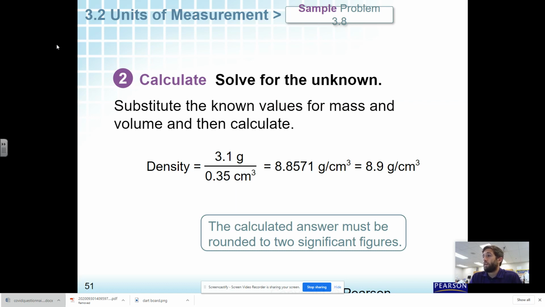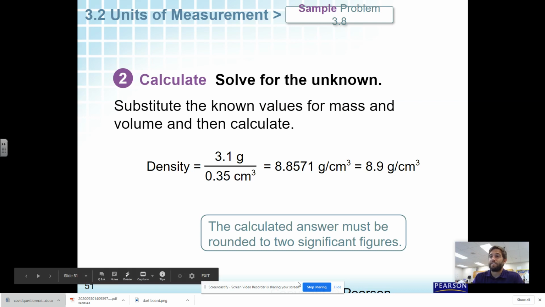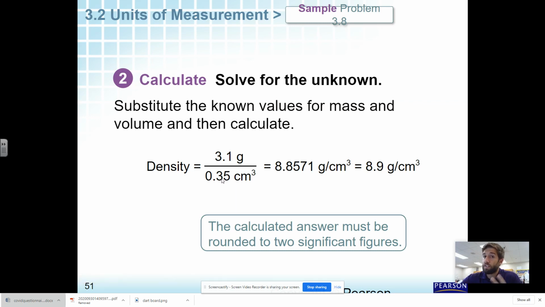Now, if you look, the answer is 8.9 grams per centimeter cubed. We don't want this. We want this. It's because these values here, 3.1, that's 2 sig figs, and 0.35, that's 2 sig figs. So when you calculate your answer, you have to round it to 2 sig figs.